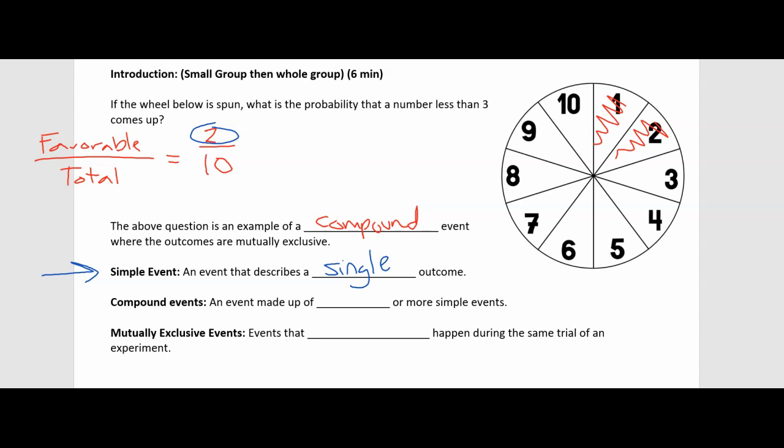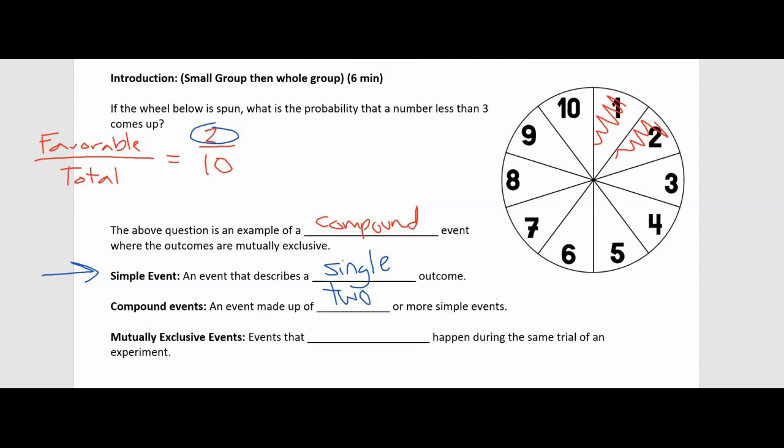So today we're just going to focus on the times where there are more than one favorable outcome for us during an event. So compound events, an event made up of 2 or more simple events. Now the first compound event that we're going to talk about, or the first type of compound event, is mutually exclusive events. These are events that cannot happen during the same trial of an experiment.